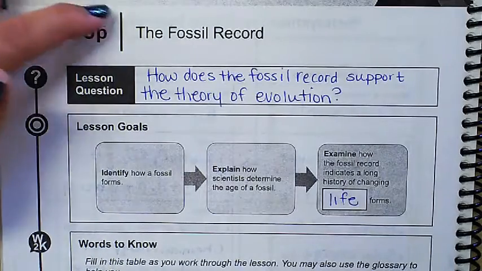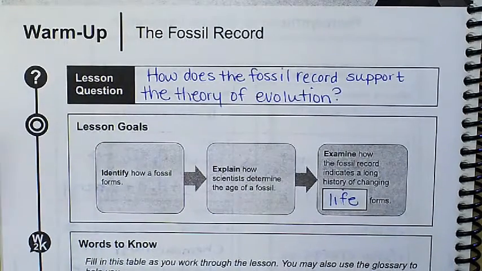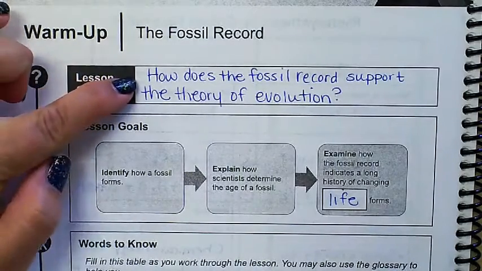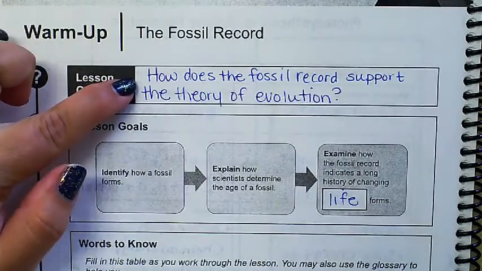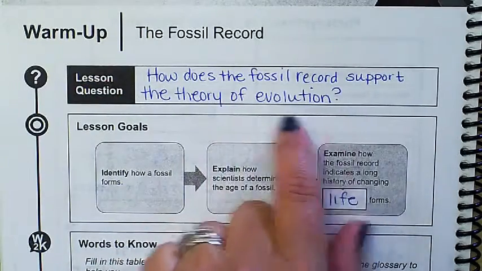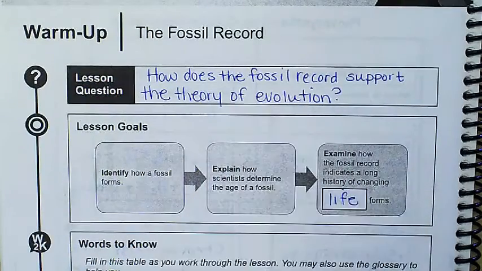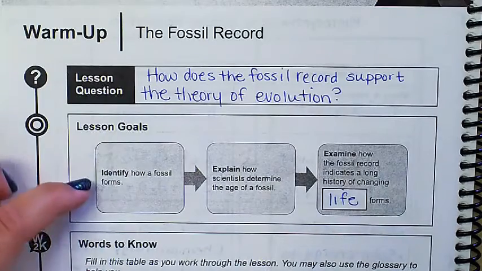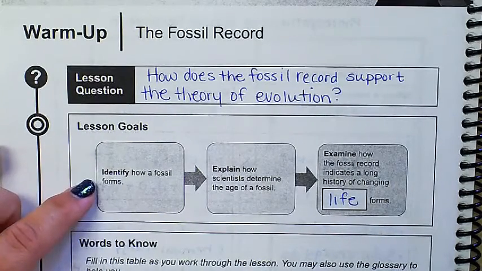This week's lesson is the fossil record. So it's a little bit different from when we did it in earth science, but there are some similarities throughout this lesson. So the lesson question for this lesson is, how does the fossil record support the theory of evolution? So we're looking at that change in species through geologic time.